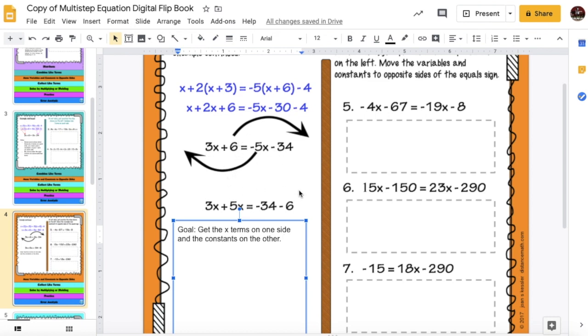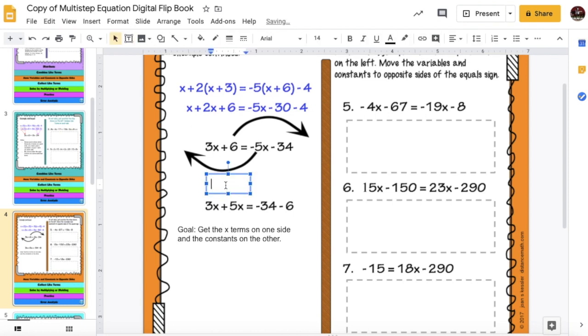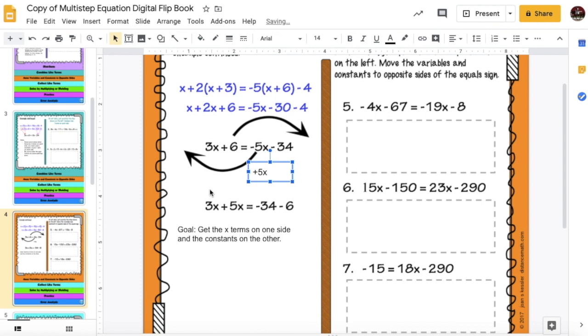So what we've done here is this negative 5x, we move it to the left by adding 5x. And so what we do is plus 5x to move it to the other side. To move this plus 6 to get the constant to the right, we do the opposite. We would do minus 6.